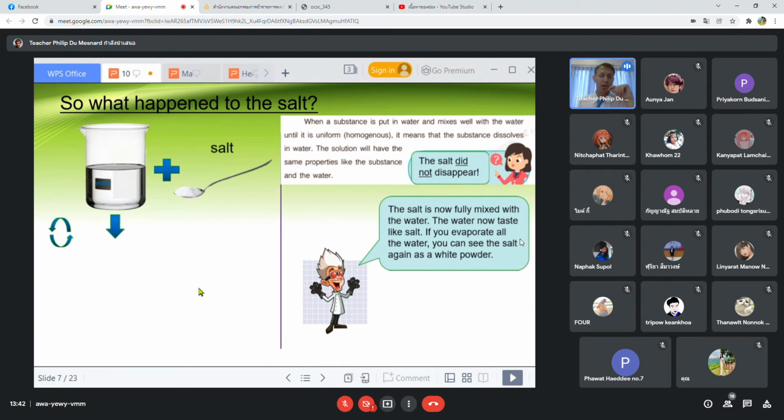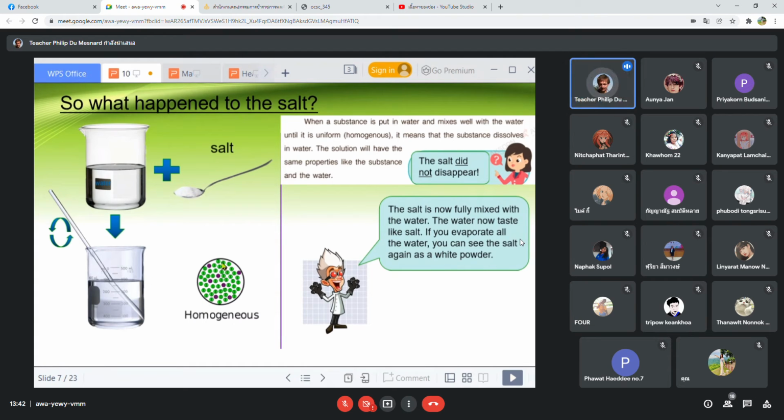Okay, so what happened to the salt? The answer is it does not disappear. It is inside the water. And actually it's in between the spaces of the water. There are very small spaces between the water, and that's where the salt is. And if you taste the salty water, you will see it has the salty taste. So the salt does not change, and the water does not change. It's just very well mixed. And if you evaporate all the water, you can get the salt back, and the salt has not changed. The salt is still the same.